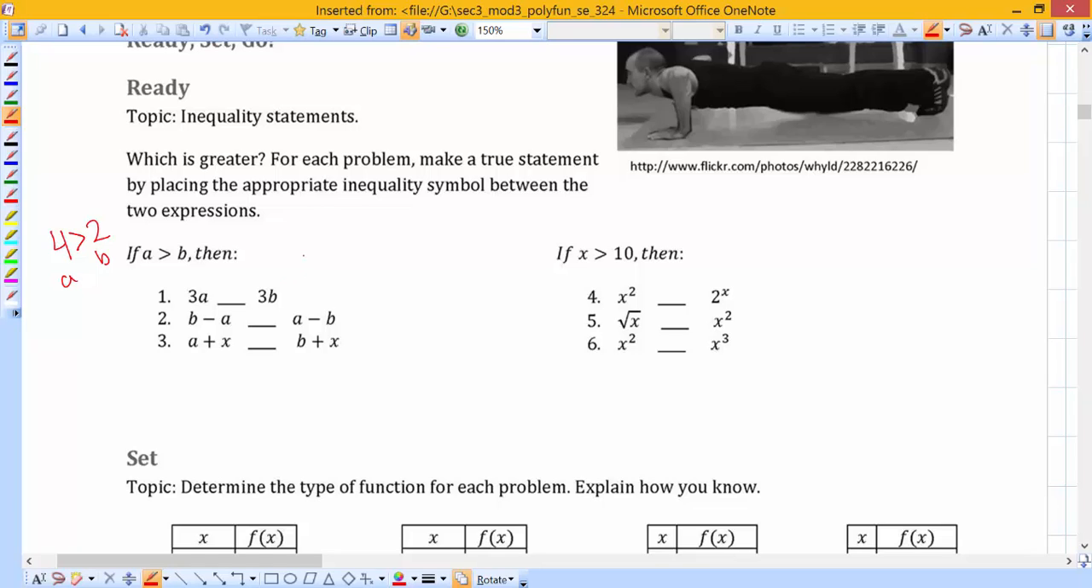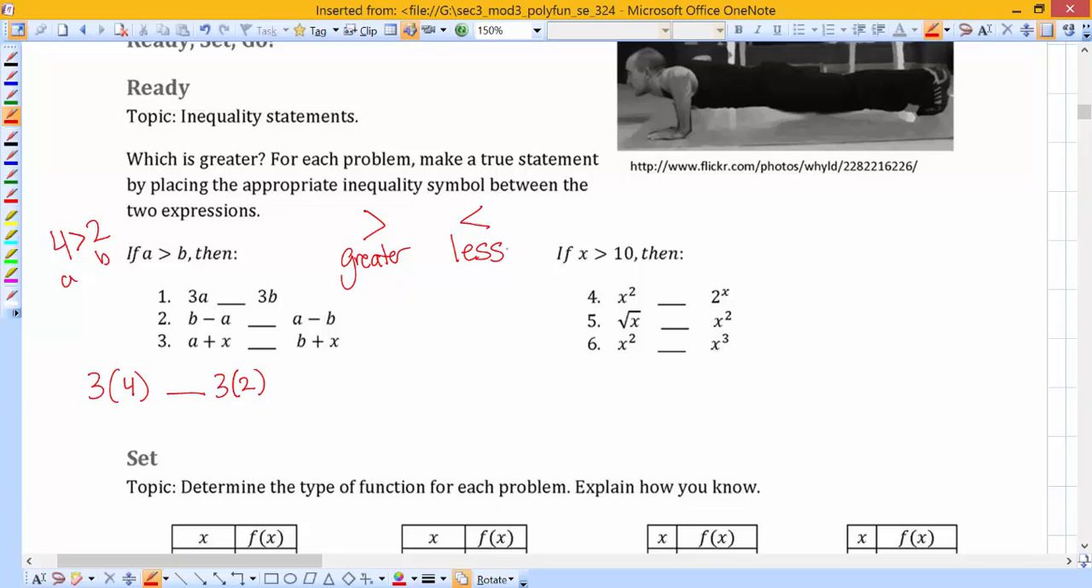So I'll start number 1 for you. I would do 3 times 4 blank to 3 times 2. And is 3 times 4 greater than 3 times 2? So you're using these symbols. This means greater than, and this one means less than. So the mouth is going to open towards the number that is bigger.